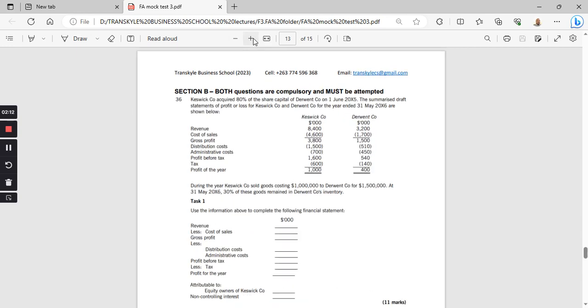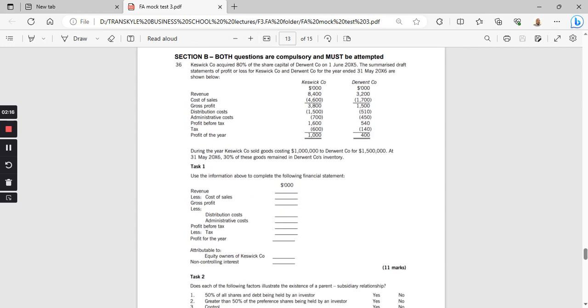This question can be downloaded from the ACCA website, or you can just Google it online. You can find this question, or in some of the revision kits, like the PPP revision kit.